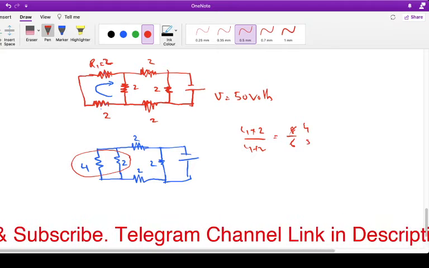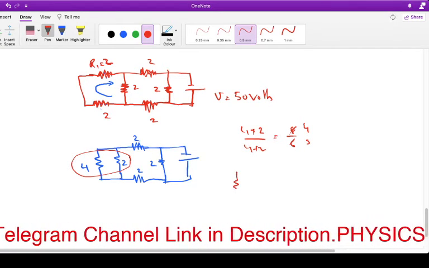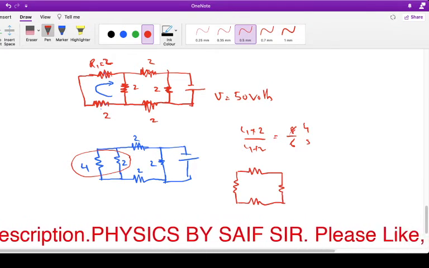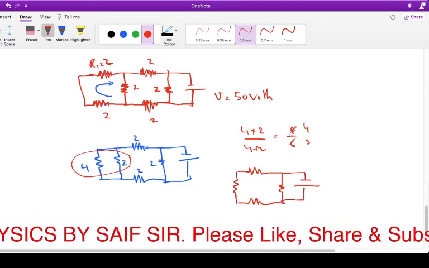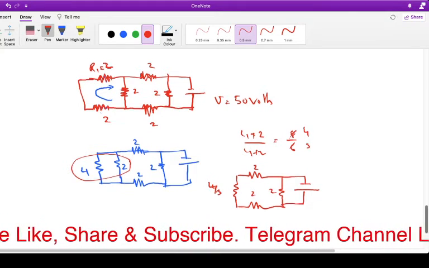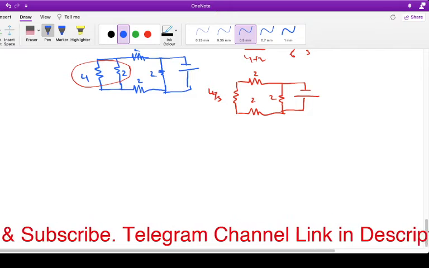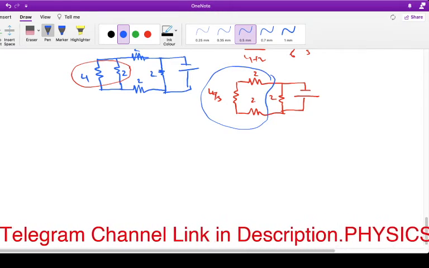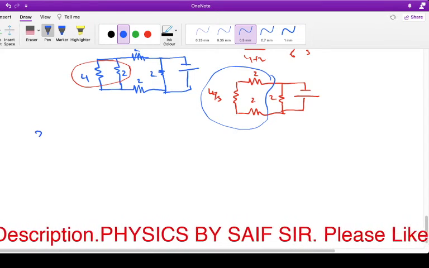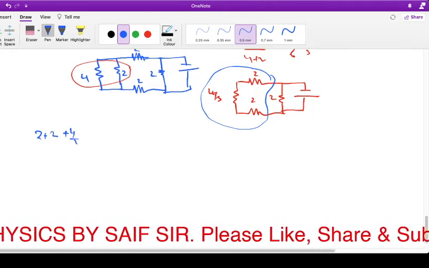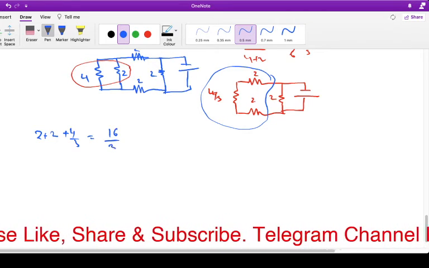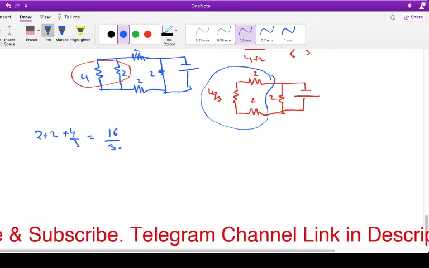Now again redraw the circuit with new resistance value. This will be 4 by 3. This is 2 ohm, this is 2 ohm, this is 2 ohm. Okay, now we have to solve this part of the circuit. These 3 resistances are in series, so you can easily add that one. It will become 2 plus 2 plus 4 by 3. It will become 16 by 3.